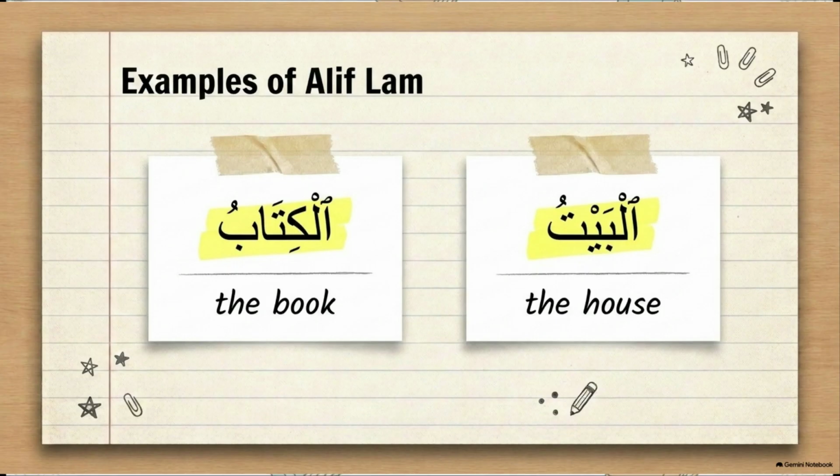Let's hear what happens to our previous examples. When we add alif lam to the very beginning, our word for book becomes al-kitabu. Al-kitabu. It's no longer just any book, it is the book. And our word for house becomes al-baytu. Al-baytu. The house. We're talking about a specific, known house now. The meaning changes entirely just by attaching those two little letters at the start.